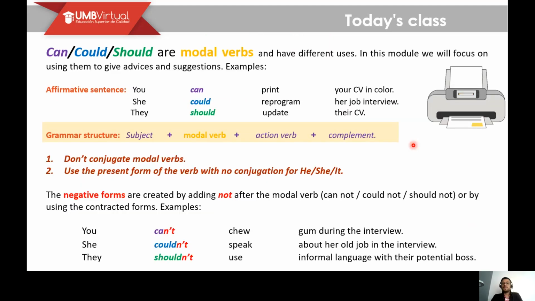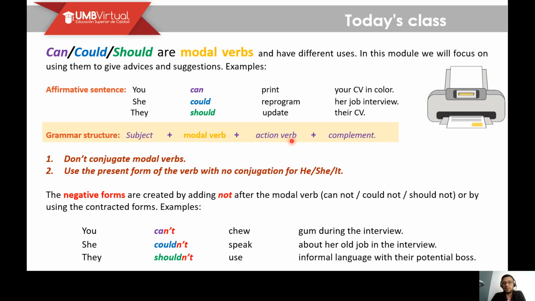All right, let's continue with more modal verbs. We have can, could, and should, that in this case are these verbs that help us to express the possibilities that you have. You can print your CV in color. She could reprogram her job interview. They should update their CV. Listo, podemos tener estas formas, all of them.